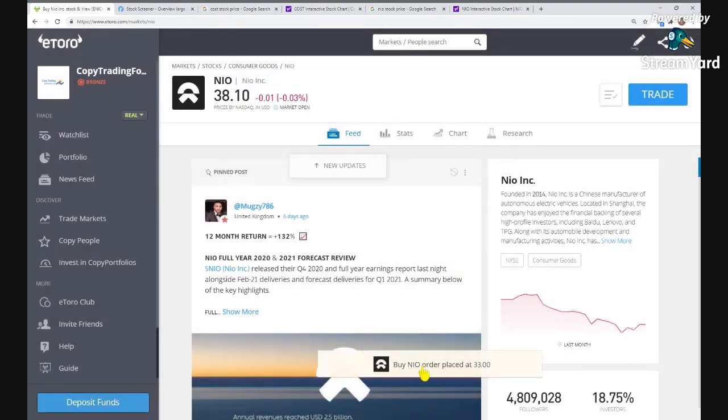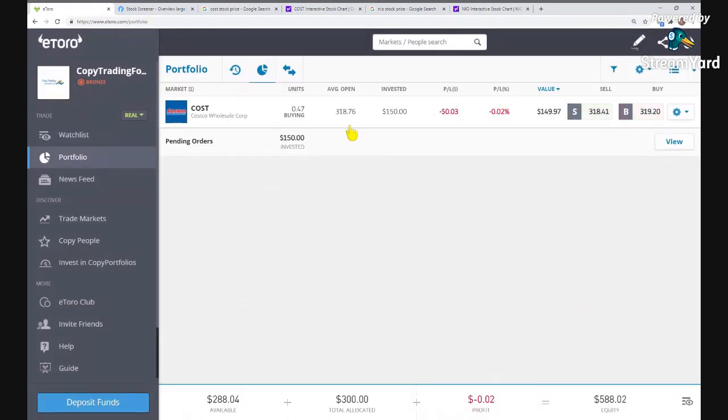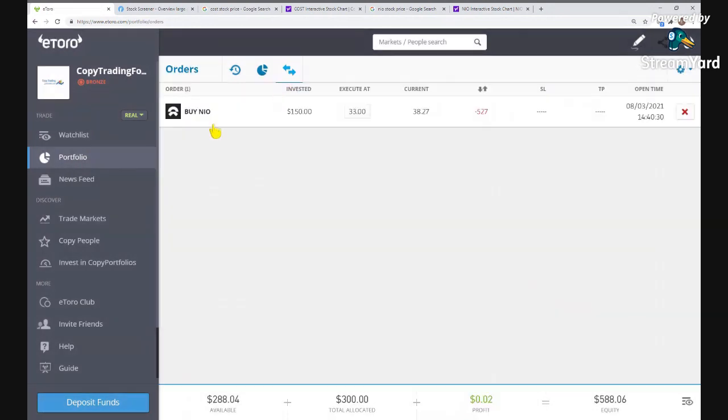Okay. So what happens there? I set an order for NEO to buy at $33. It's at $38 there. So if it drops to 33, it'll buy that stock automatically, half of my investment. Okay. So you can see here that I have a pending order here. So if it drops by $5, I will execute that trade automatically. Okay. You see here I have 300 allocated. I have 288.04 left to invest, but I can add funds there at any time.